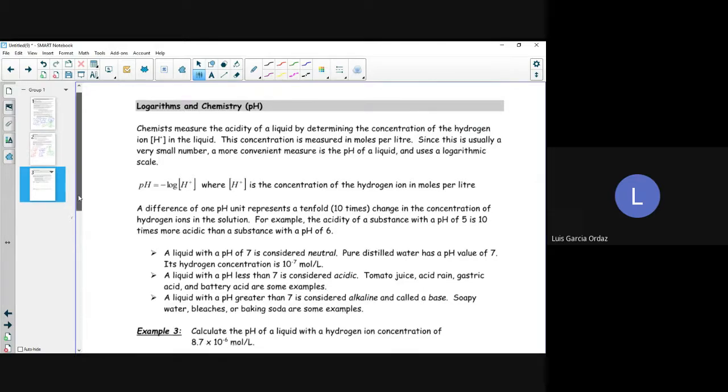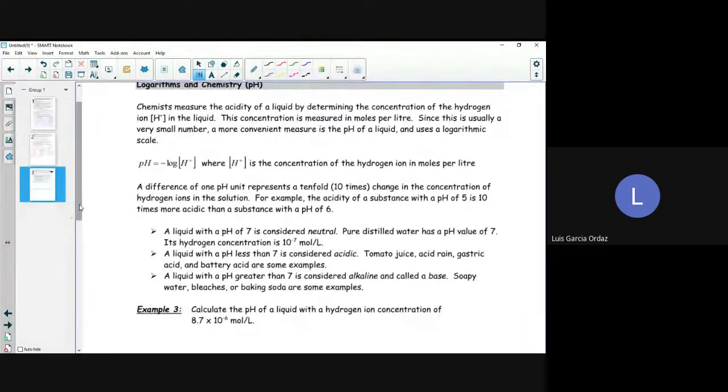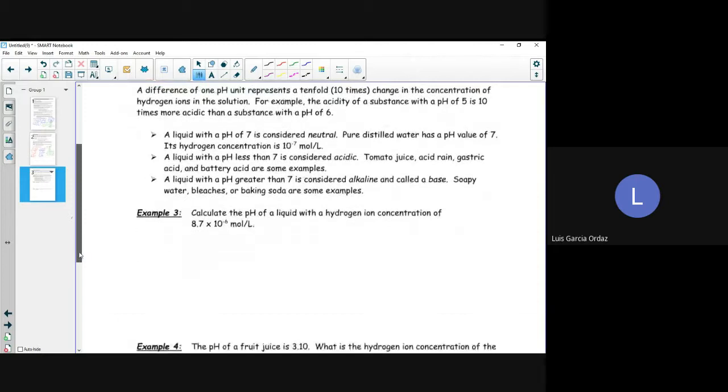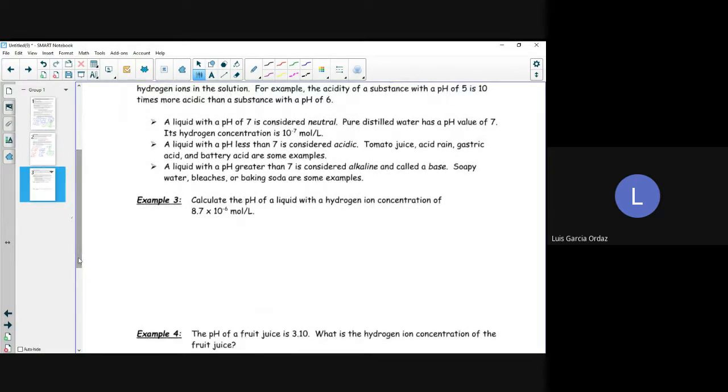How many of you guys know this formula already from chemistry? Does anybody recognize the pH formula? Yeah, so I'm assuming most of you have done this already. So basically, if you have a pH of 7, it's considered to be neutral. If it's less than 7, then you're more acidic. If it's higher than 7, then it's more of a base. So soapy water, bleaches, or baking soda are some examples of being a base.